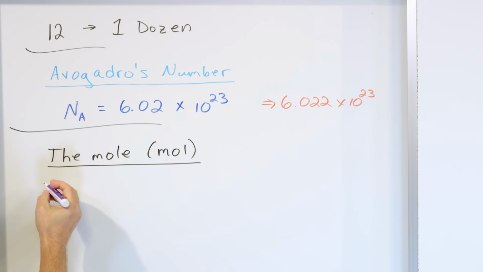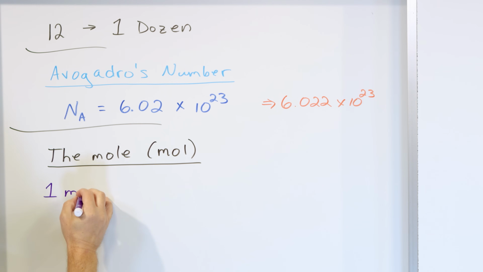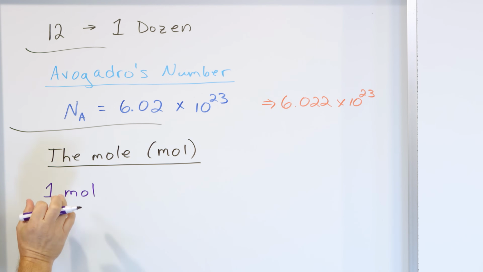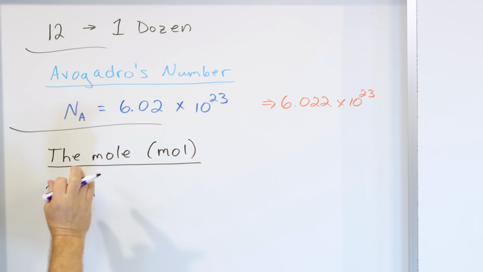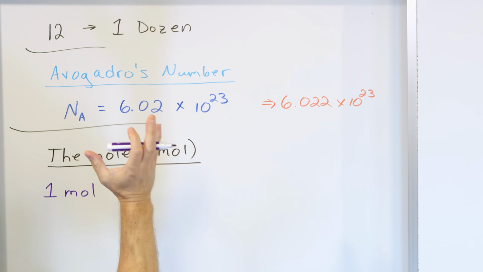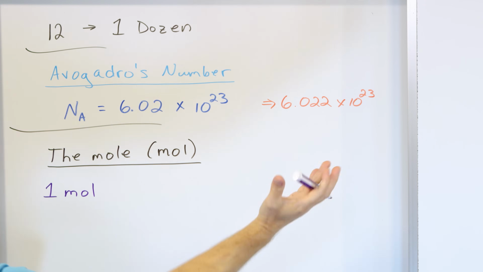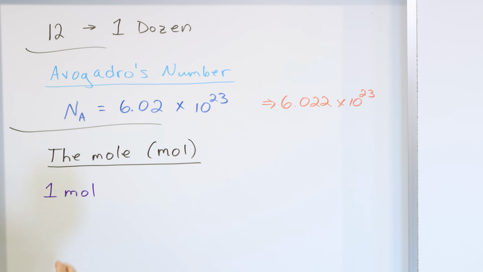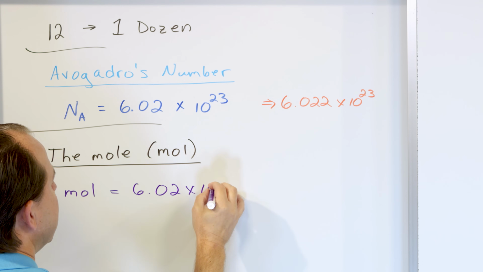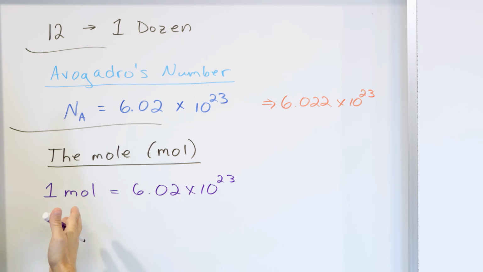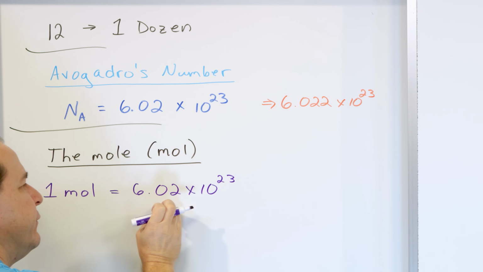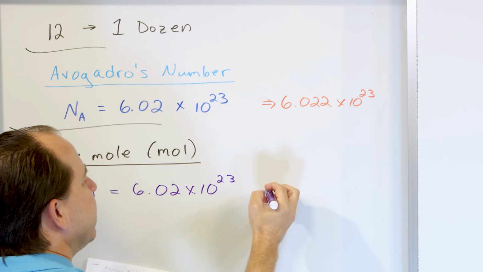So what is a mole anyway? 1 mole of any substance you can think of: 1 mole of carbon dioxide, 1 mole of carbon monoxide, 1 mole of sodium chloride, 1 mole of sugar, 1 mole of anything in chemistry is equal to 6.02 times 10 to the 23rd. And what are we talking about? 1 mole is 6.02 times 10 to the 23rd? Well, it's objects.